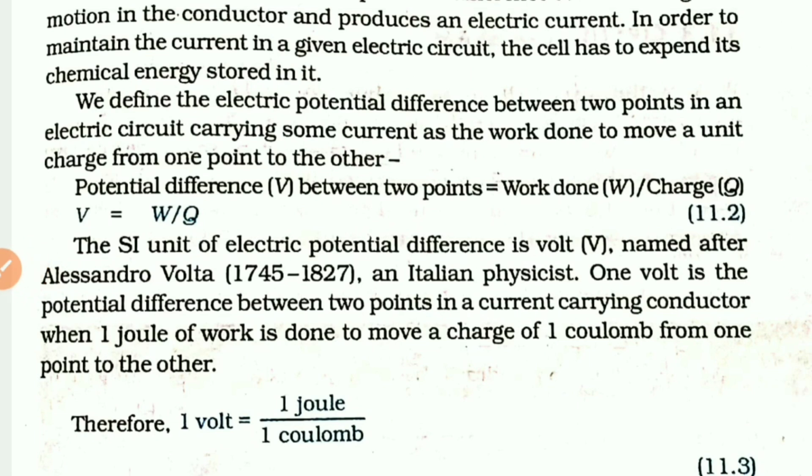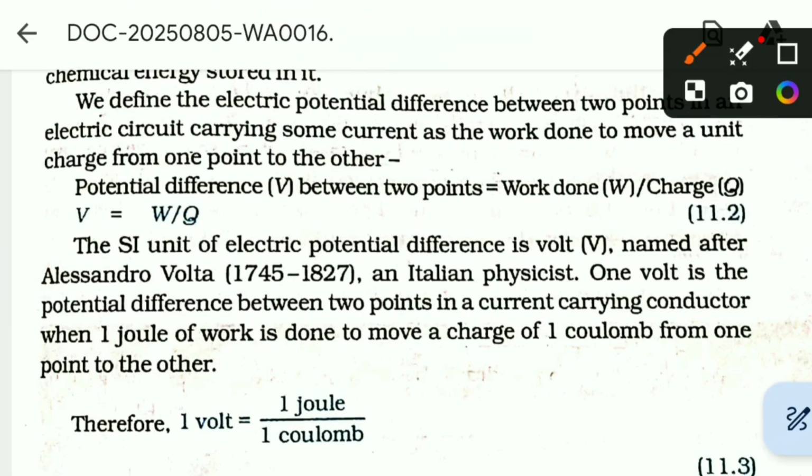Okay, you can write this definition also: the electric potential difference between 2 points in an electric circuit carrying some current is the work done to move a unit charge from one point to the other point. And you can write that definition also, where work done in carrying 1 coulomb of charge from one point to another point in a circuit is potential difference. Okay, so formula: work done divided by charge, V is equal to work done W divided by Q.